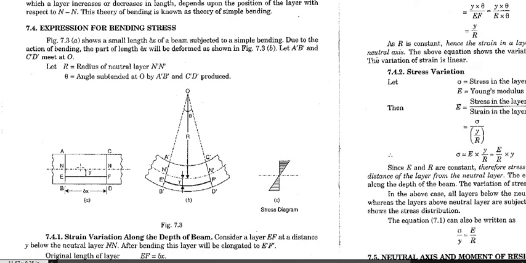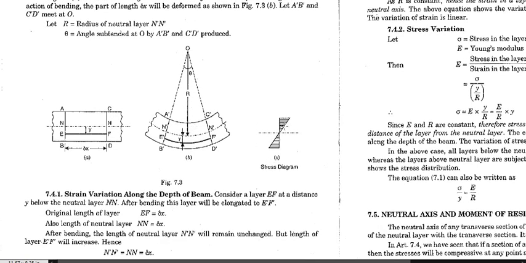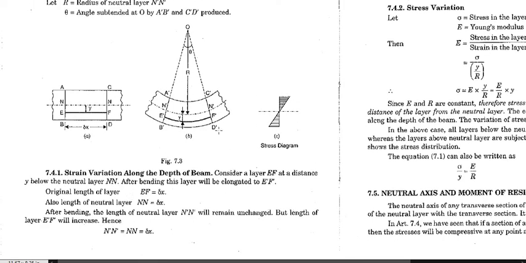If we look into the derivation of the formula, we suppose that we have a fiber of length EF at a distance y, and this is the radius of curvature r, and this is the angle theta. And this is its stress diagram, showing that the top fiber is in compression and the bottom is in tension. If we suppose this EF is equal to delta x, very small, it will be equal to NN', that is the neutral axis, delta x.